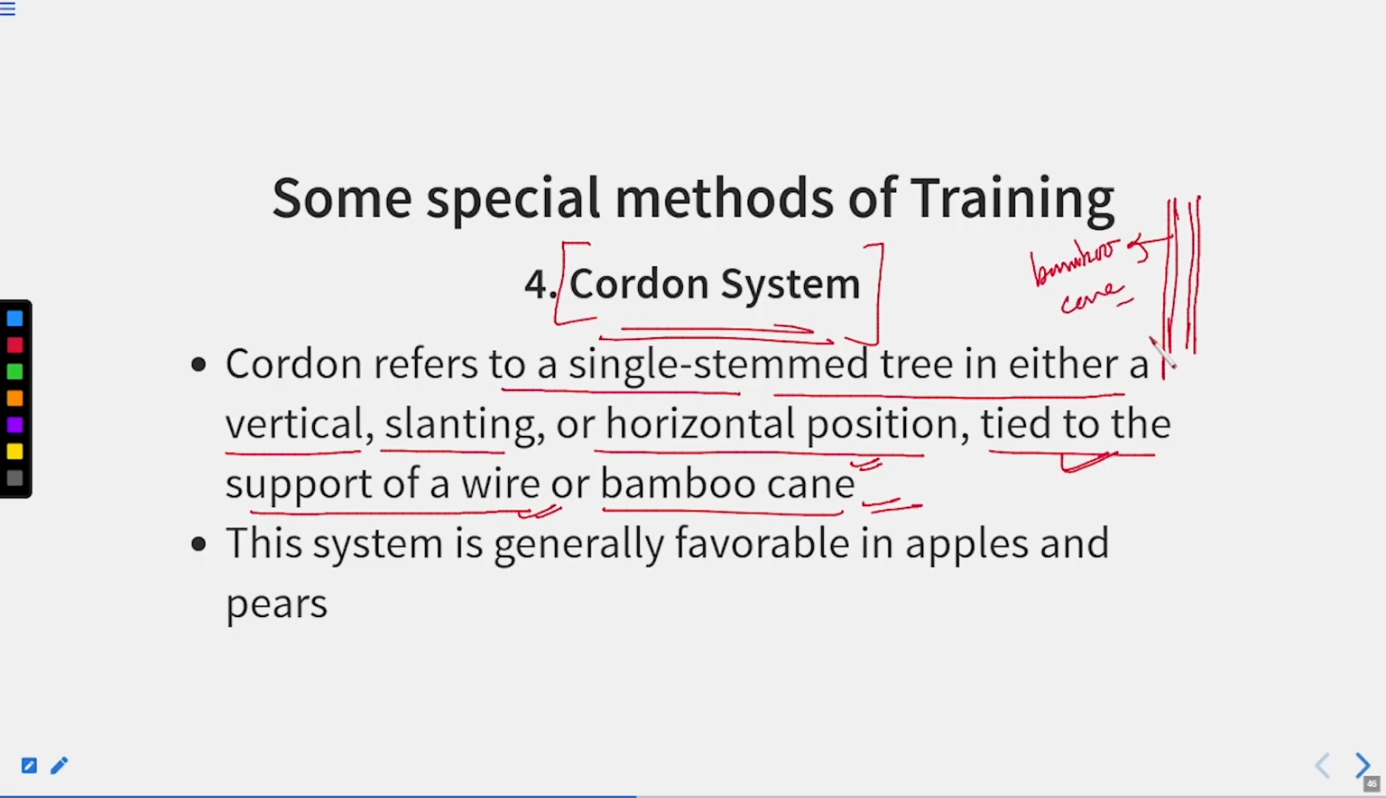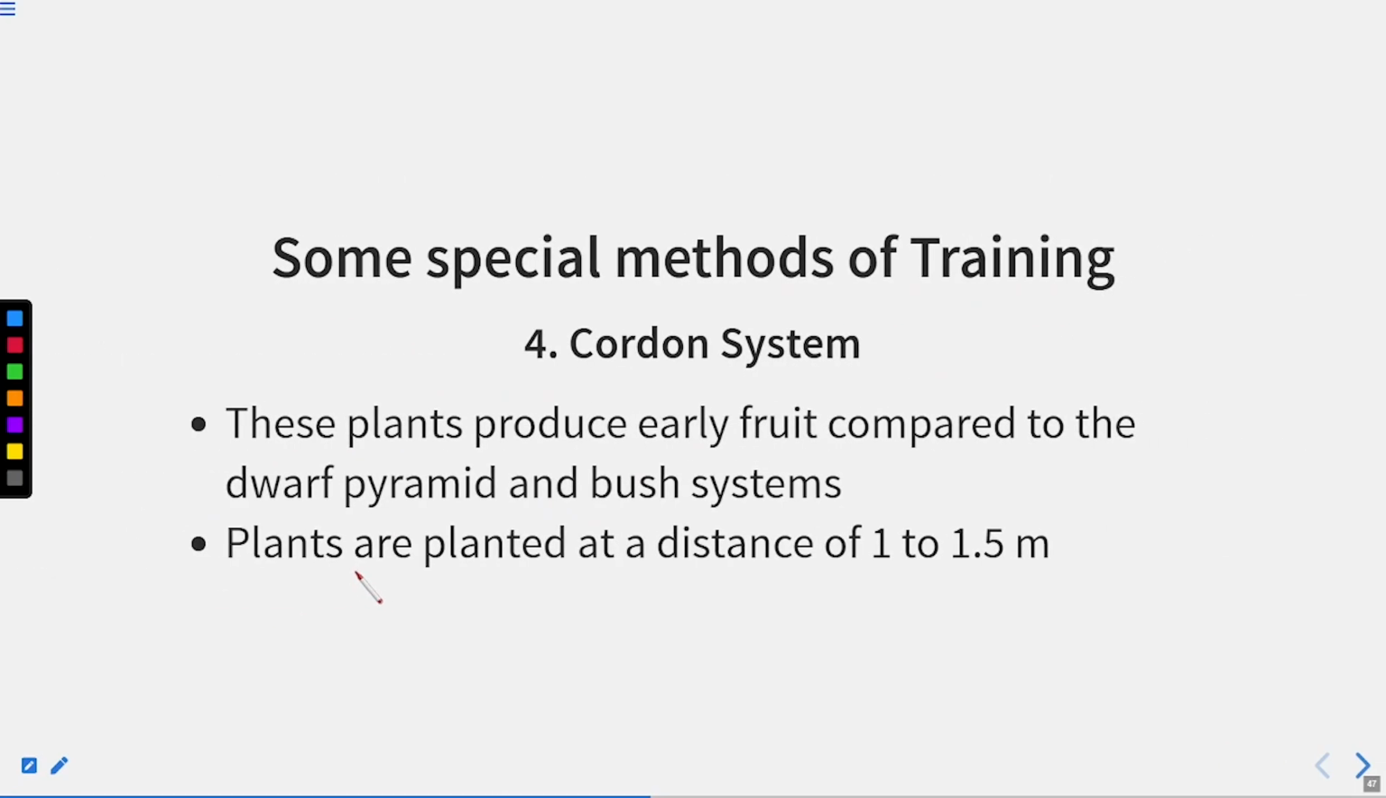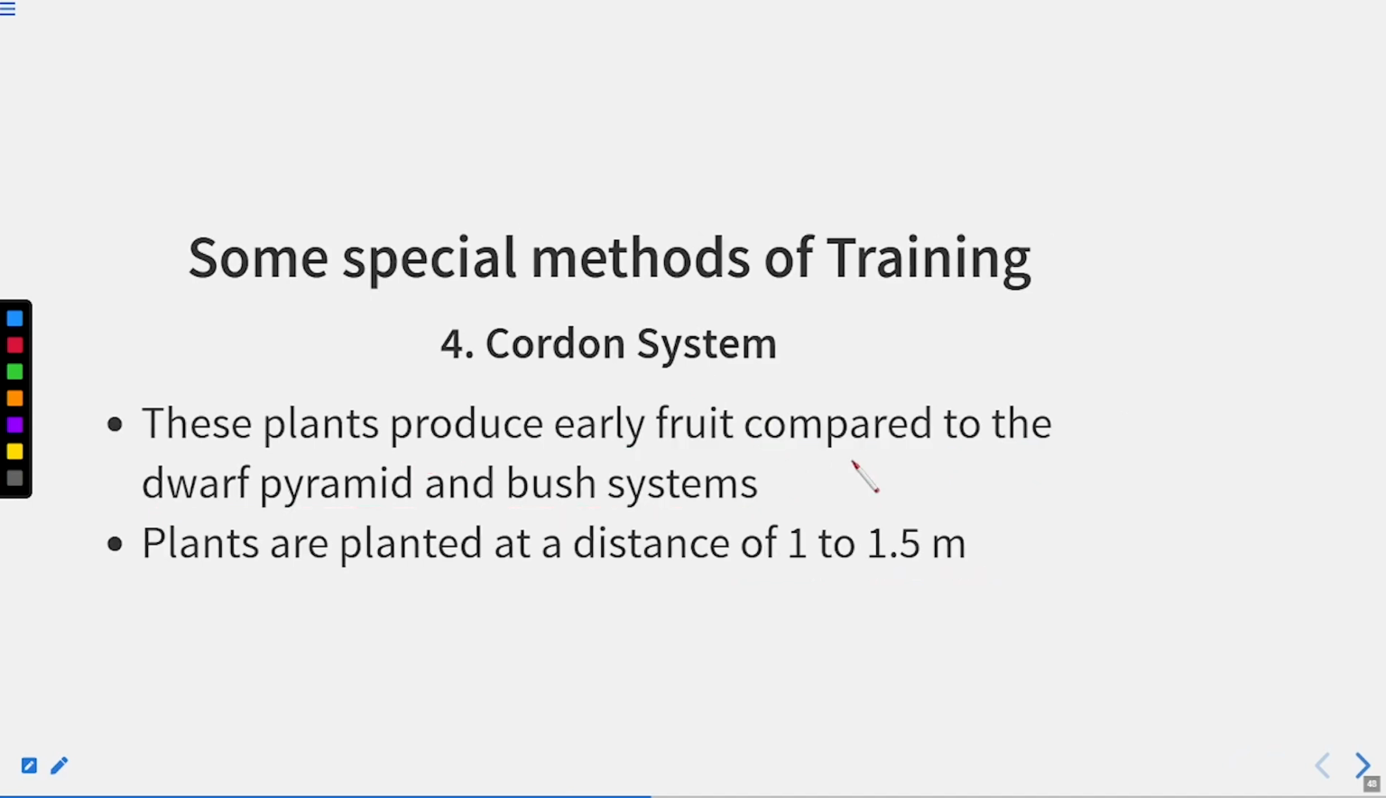right, or a wire. So this system is generally favorable in apples and pear. So cordon system is also applicable for training in the case of apple and pear. These plants produce early fruit compared to the dwarf pyramid and the bush system. So the plants are planted at a distance of 1 to 1.5 meter. So we keep a distance, right? So why? Because they produce fruits quite early if we compare to the dwarf pyramid and the bush system.